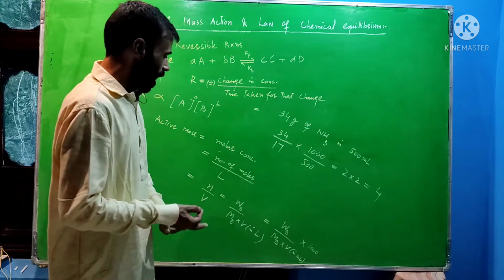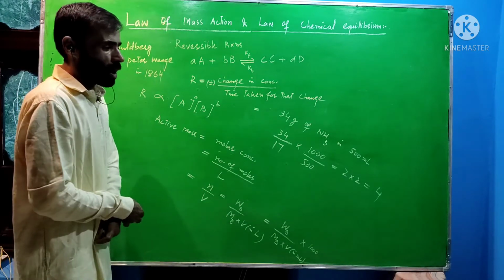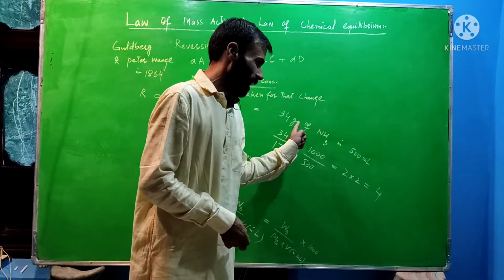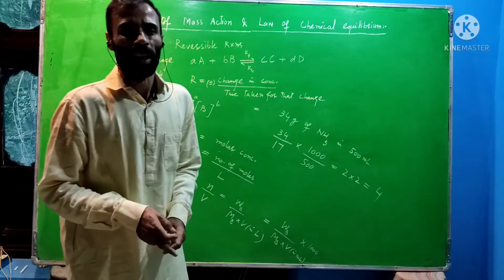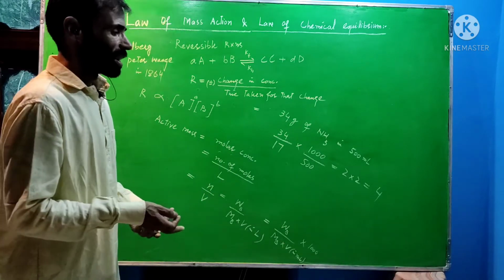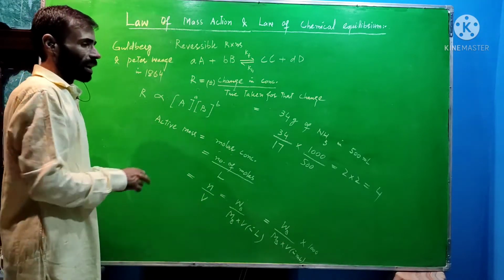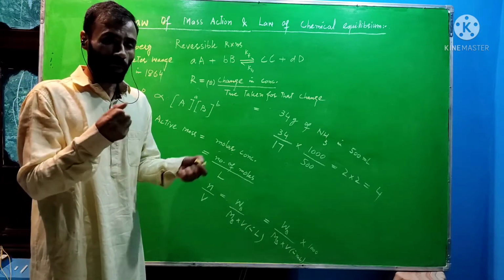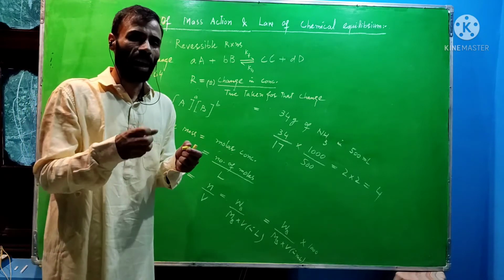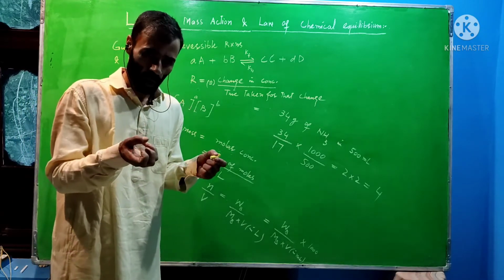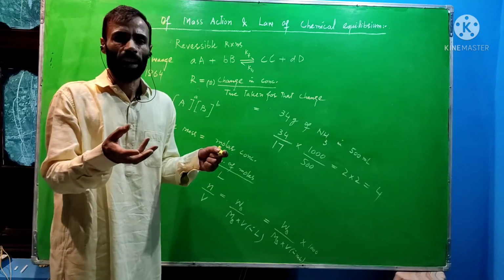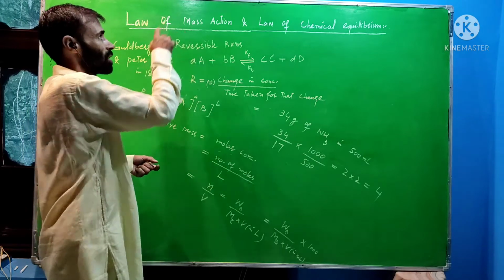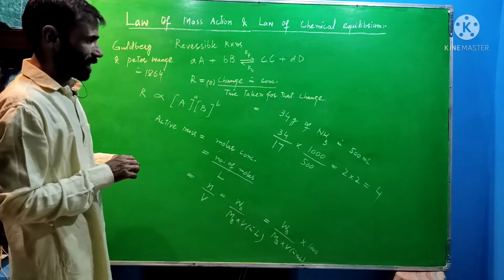So 4 moles are dissolved per liter. 4 moles of ammonia are present in 1 liter, and that concentration term we call active mass. Actually, it is the number of moles which are involved within a chemical reaction. If there are more moles, then the rate of the reaction will be more. So that is why this term is used within the law of mass action.